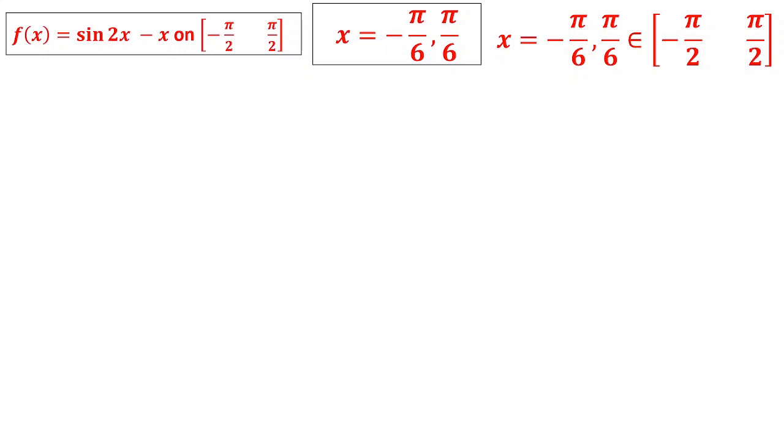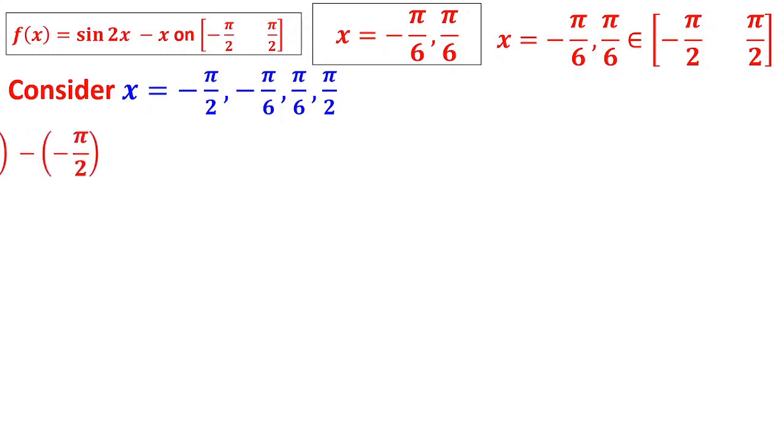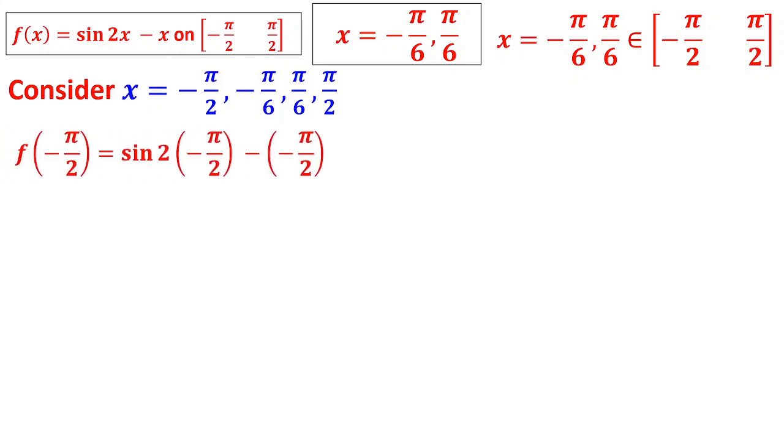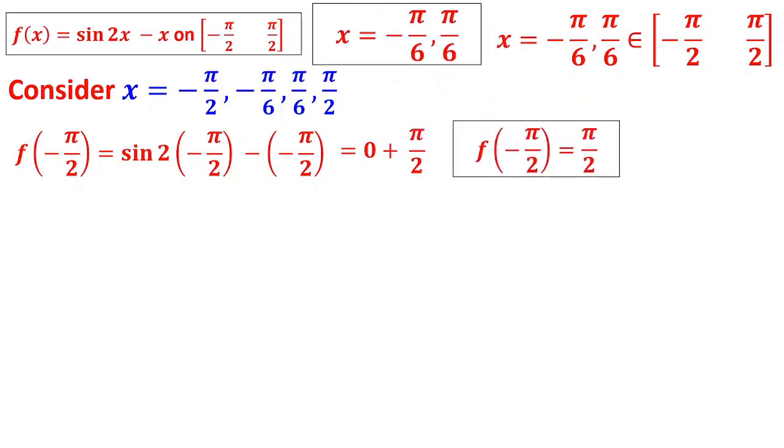We have f of x as sin 2x minus x in the given interval. X is from minus pi by 2 to pi by 2, and minus pi by 6 and pi by 6 lie in the given interval. But what are the points you have to take? You have to take minus pi by 2, minus pi by 6, pi by 6 and pi by 2. Critical points plus the end points. Let us check the values of f of x at these points. Minus pi by 2 is sin of minus pi minus of minus pi by 2. The answer is pi by 2. Therefore, f of minus pi by 2 is pi by 2.